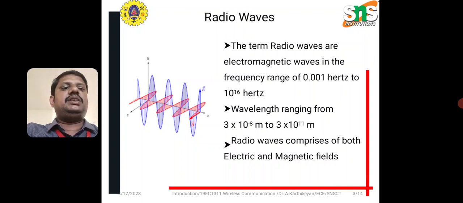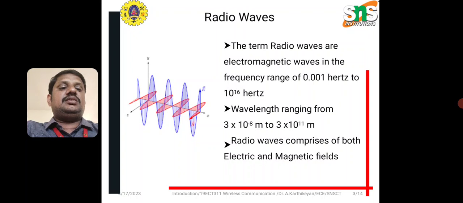Mainly we are using radio waves, that is, electromagnetic signals. We can transfer in the frequency range of 0.0012, that is, the extremely terahertz range, 10 to the power of 16 hertz. The wavelength range is 3 into 10 to the power of minus 8 meter to 3 into 10 to the power of 11 meters. Such a huge wavelength range is possible to transmit the radio waves.